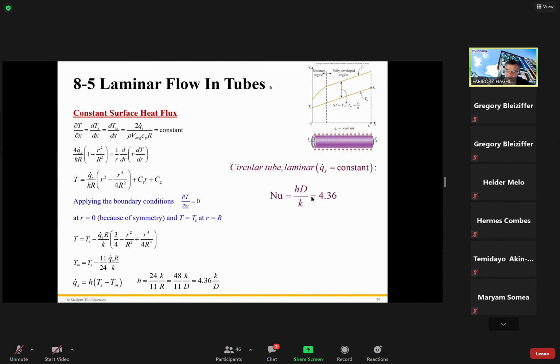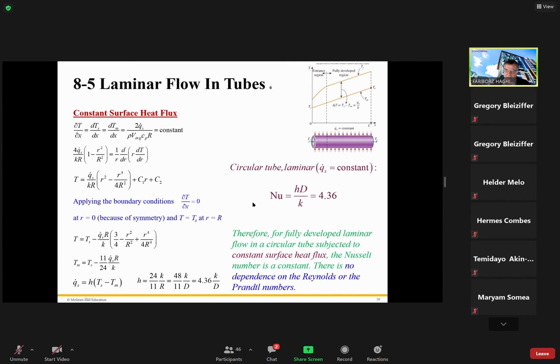The Nusselt number remains constant. The Nusselt number in case of constant heat flux. Constant heat flux. Remember, constant heat flux. The Nusselt number is 4.36. Okay. Therefore, please read it and try to understand.